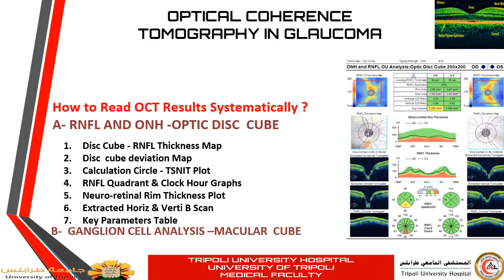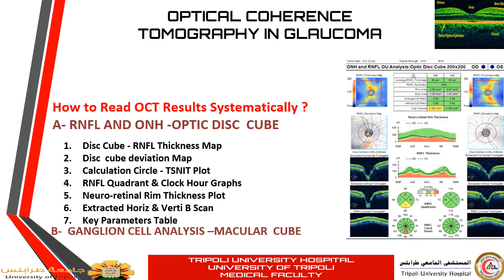Now we will start with the first steps in reading the OCT map. Generally, there are two things that we are looking for in the OCT map: either the RNFL and ONH, the optic nerve head disc cube, or the ganglion cell analysis macular cube, what's called the macular cube. So you have to read whether you are dealing with the optic disc cube or the macular cube.